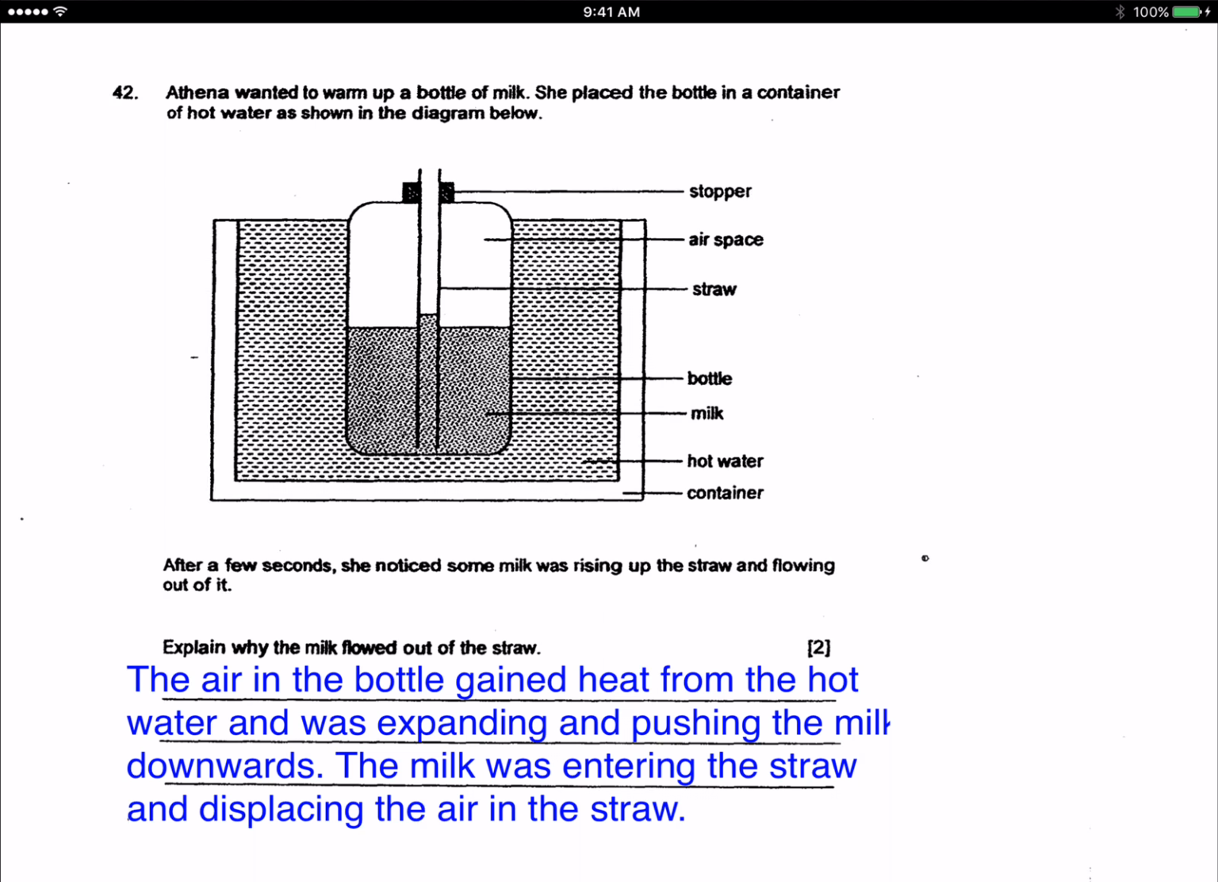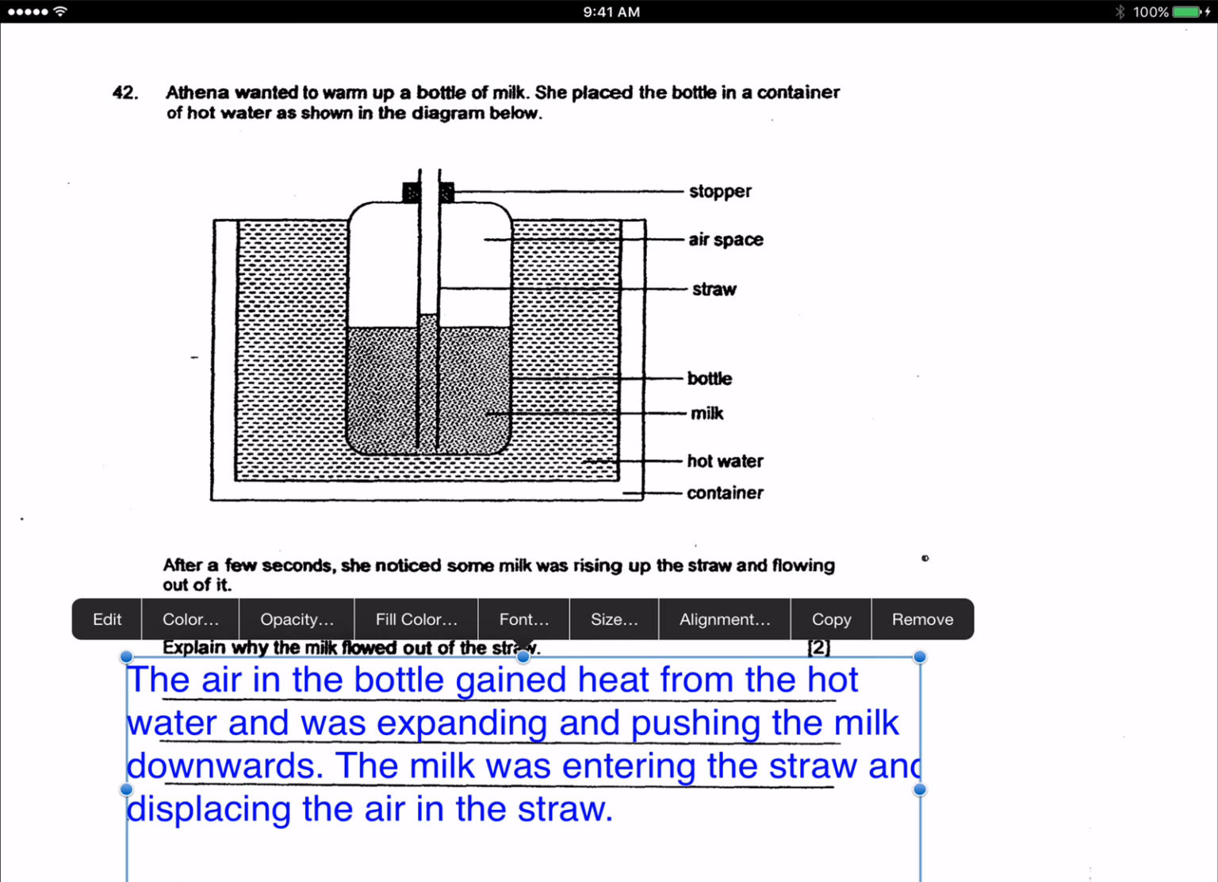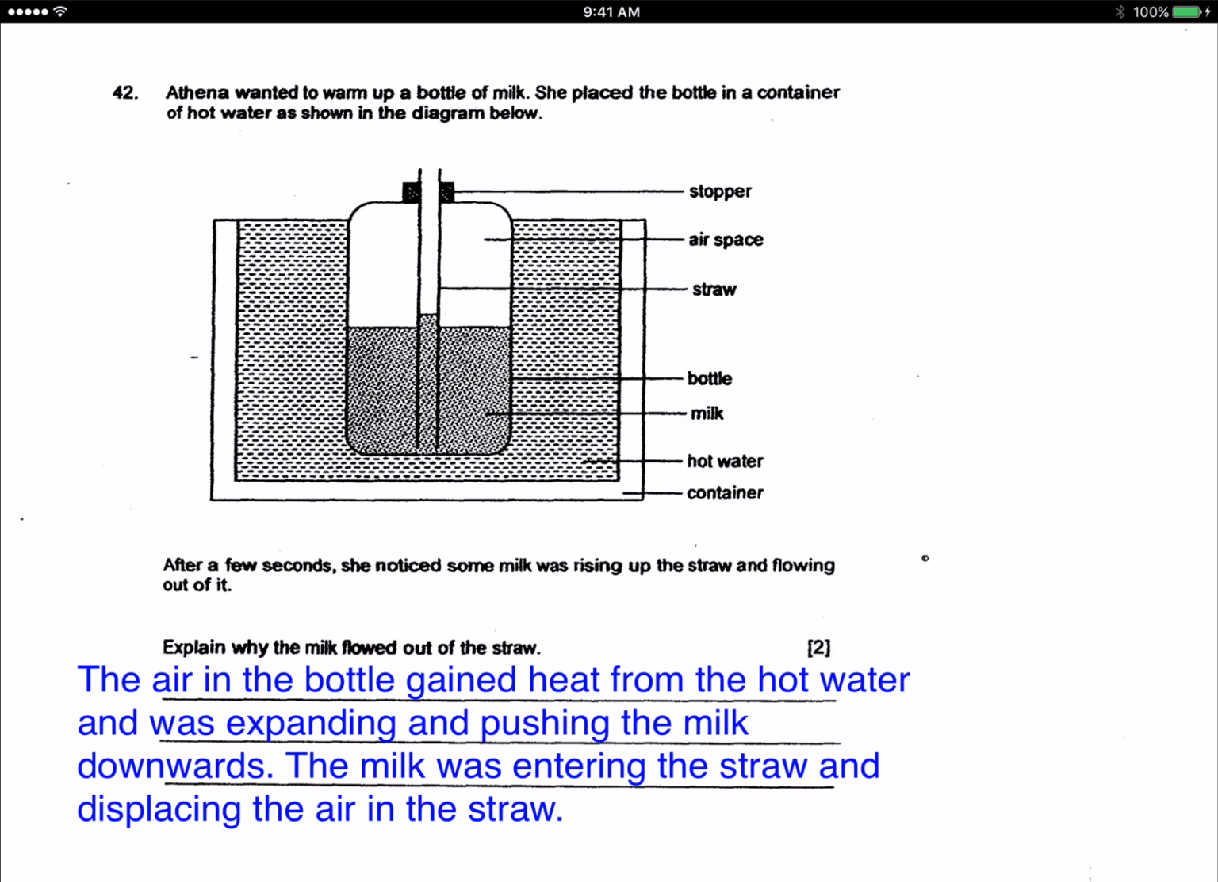Now you see the question here is, most of you would write the milk gains heat and then the milk expands. What's wrong with that? Milk can expand, but which one expands more? Air. Yes, it's the air. It's not about the milk that gains heat and expands. The air in the bottle expands, and then pushes downwards, and the milk comes out this way.